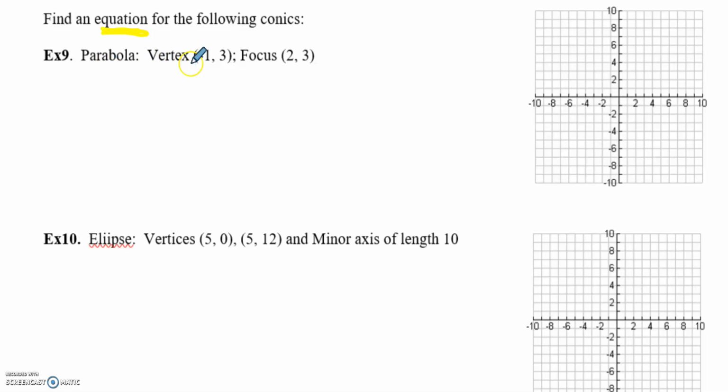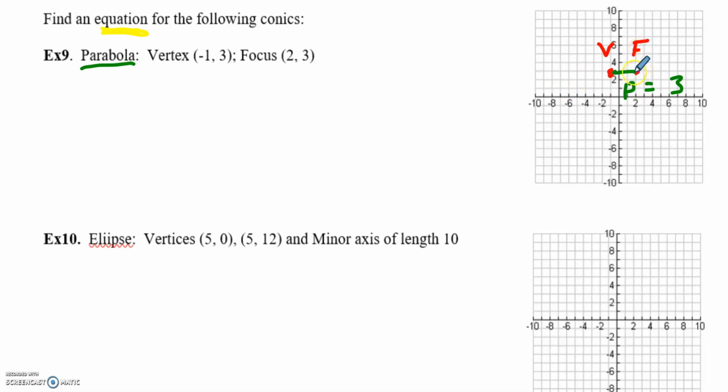So I have a parabola, vertex at -1, 3, and a focus at 2, 3. So if this is my vertex and this is my focus, I know that the distance from the vertex to the focus is really defined as p. So this distance of p would be 3 units. And so in order to find the equation of a parabola, I first need to decide what kind of parabola it is. If the vertex and the focus are next to each other horizontally, that means either my parabola is facing this direction or facing this direction.